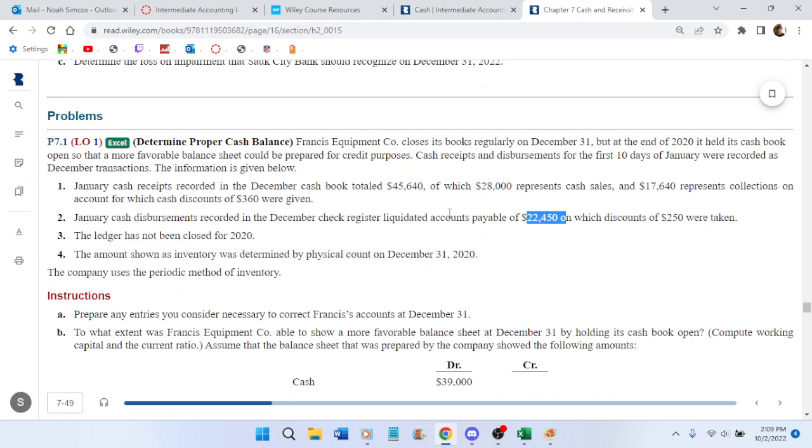What does the word liquidated mean in this context? So they basically paid off debts of this much. That means accounts payable should have decreased. And therefore it increases, but no! What on earth? What is going on here?